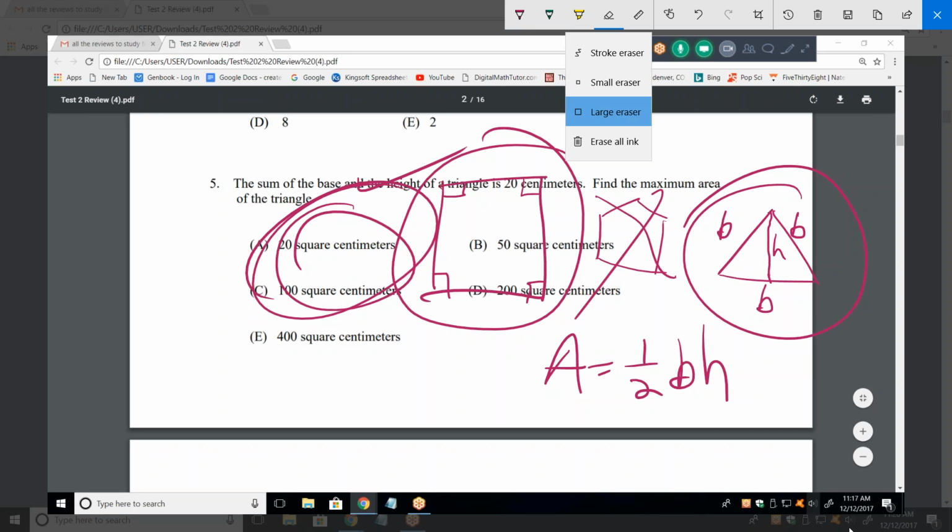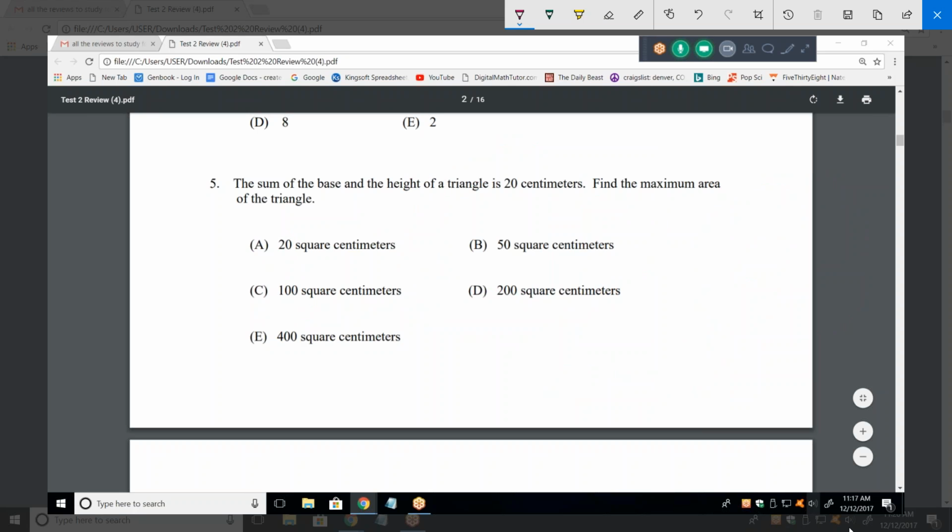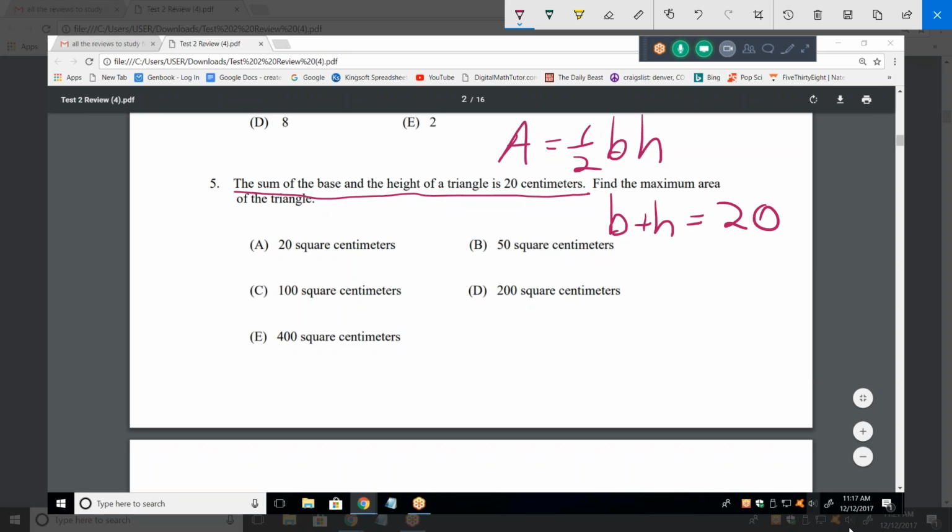But let's figure out how to do this mathematically. I still like 50 as the favorite. Okay? Here's the equation for the area. Now give me an equation that says this. Base plus height equals 20. Now give me the equation we're trying to maximize, which is the area equation.